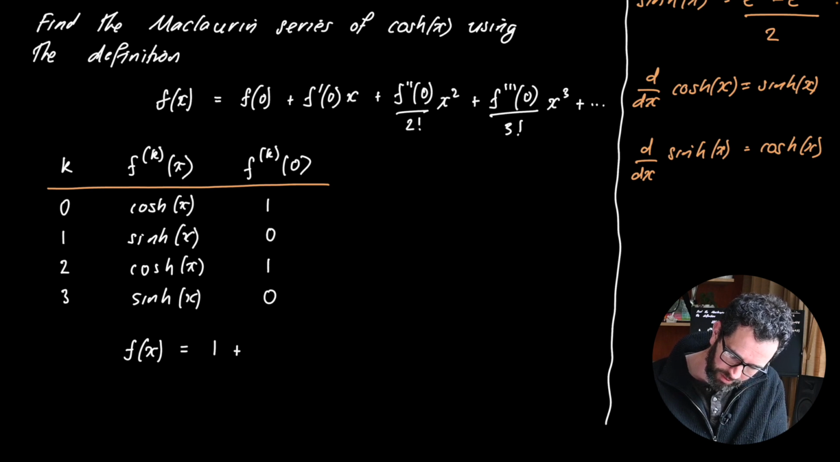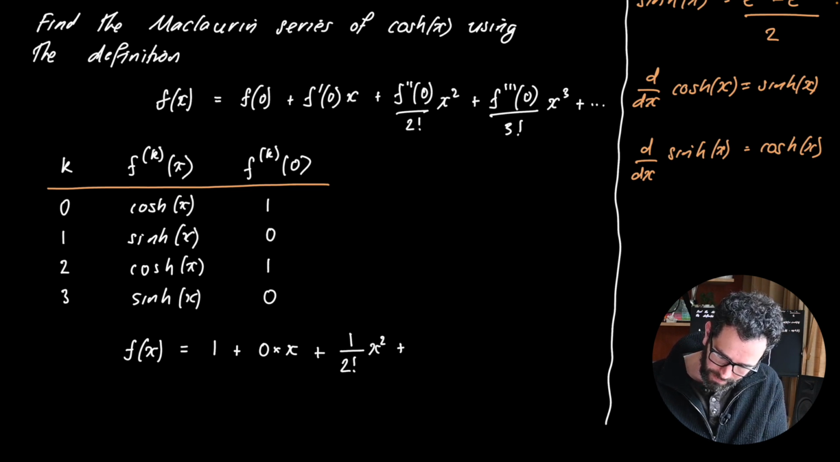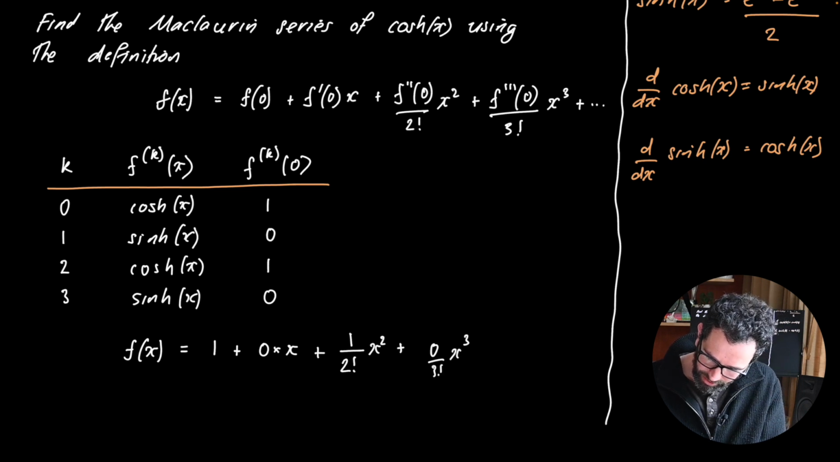plus f prime of 0 times x, that's plus 0 times x, plus f double prime of 0 over 2 factorial times x squared. So remember that f double prime was 1, so divide that by 2 factorial times x squared, plus third derivative at 0, that's 0, over 3 factorial times x cubed, and you can kind of see that the next term is going to be plus 1 over 4 factorial. The derivative is going to be 1 again, x to the 4, and so on.